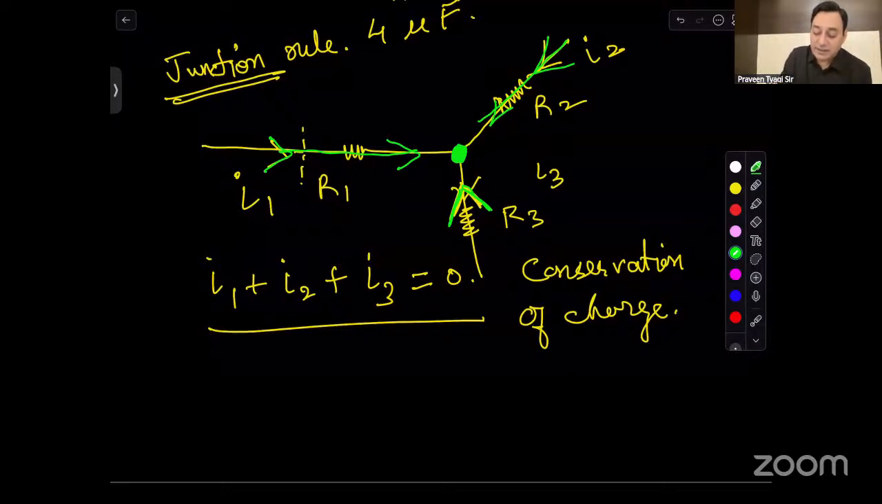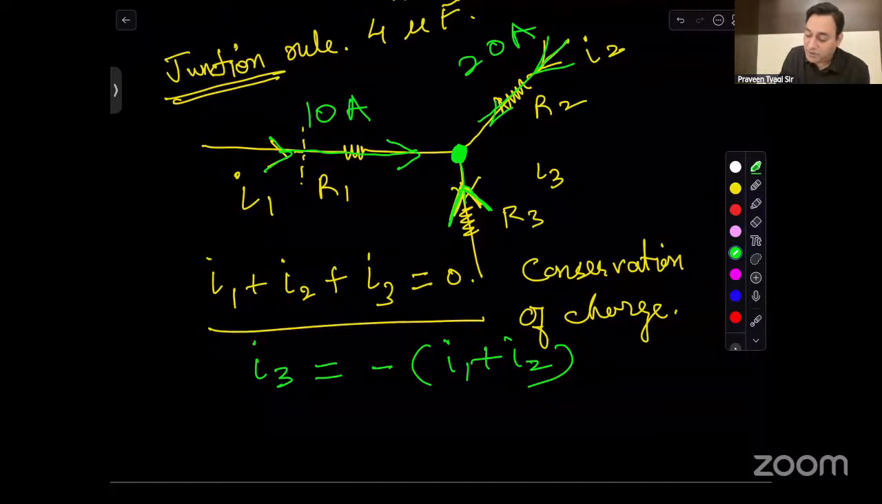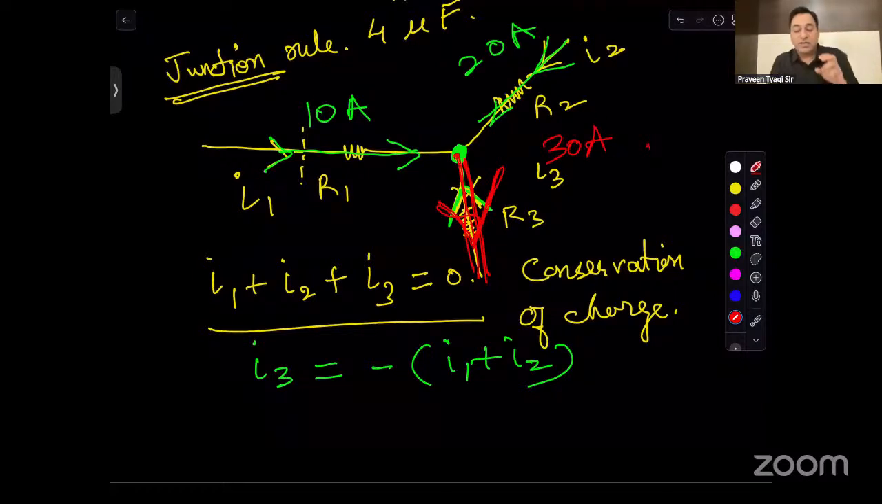Therefore, we say that I3 will be equal to minus of I1 plus I2. What does that mean? If this is say 10 ampere, and this is 20 ampere, then the same amount of charge should leave from here. Therefore, this should be minus of these two. So this is 30 ampere. Kirchhoff's junction rule says that net current coming to a junction should be equal to net current leaving from the junction.